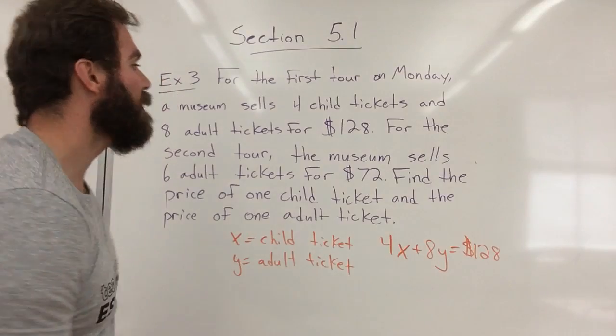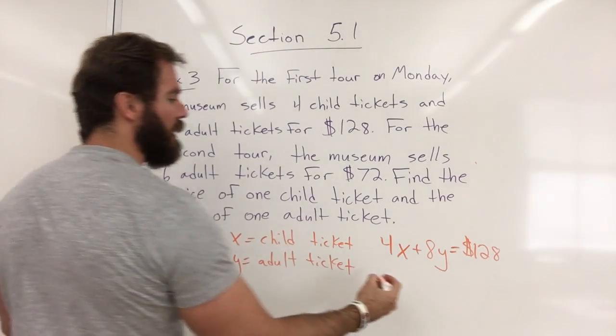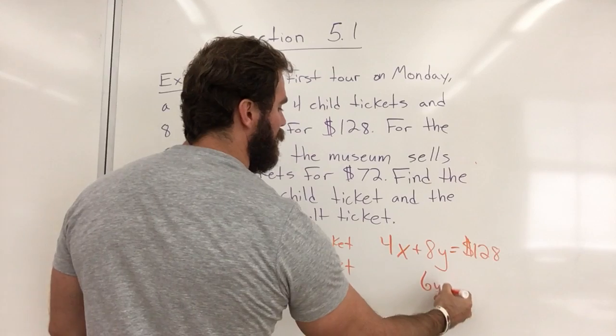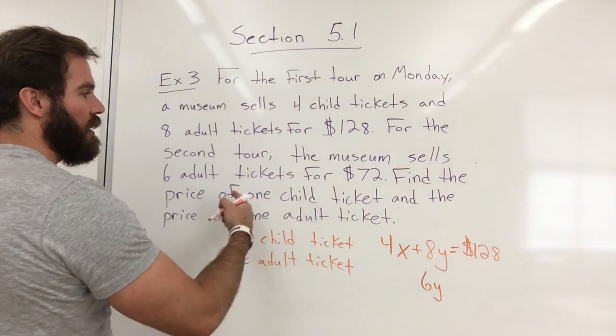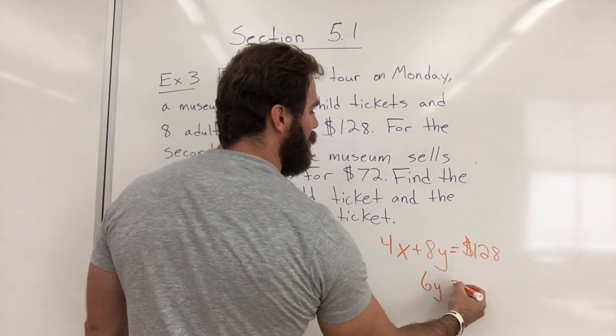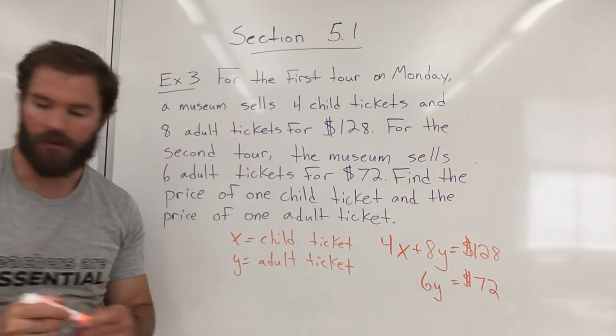Now, I'm going to do the same thing for the next sentence. They said they sold 6 adult tickets, 6Y. And they didn't sell any children's tickets, and their total was 72.